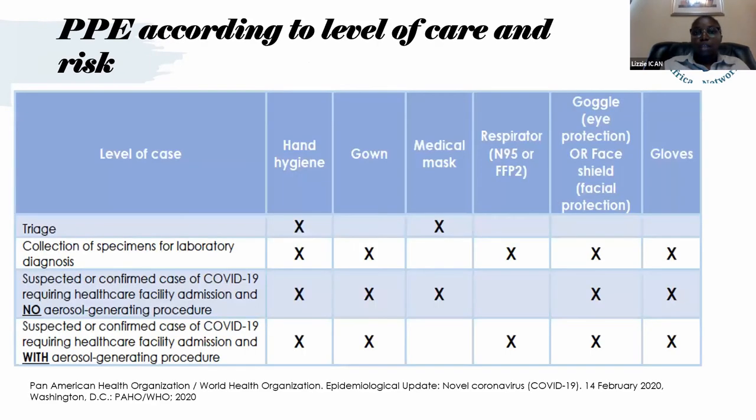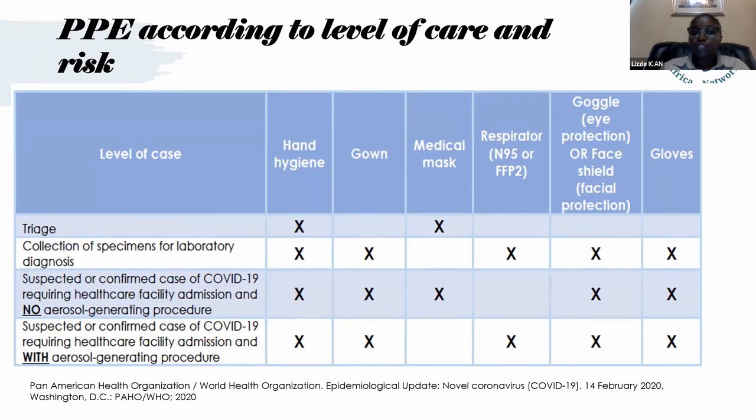And then for the first levels of care and the risk when it comes to COVID-19, if you are in the triage area, you have to perform your hand hygiene as indicated and put on a medical mask. It will suffice. And if you are collecting specimens for lab diagnosis, you still have to perform your hand hygiene. You have to don a gown, you have to put on a respirator, and you have to put on eye protection and some gloves.